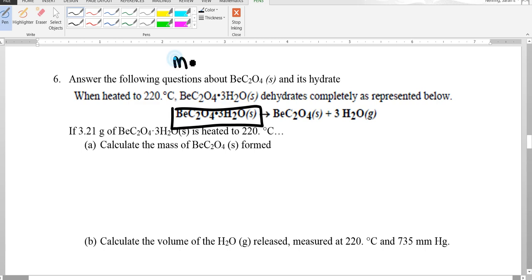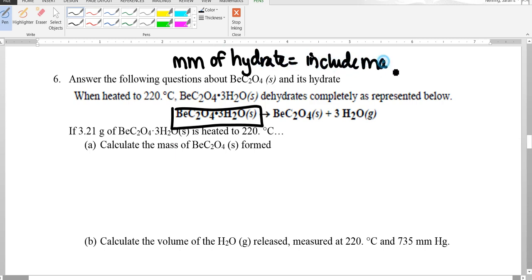When you're trying to find the molar mass of hydrate, you include the mass of the water. So what that means, when I'm trying to find the molar mass of the hydrate, I'm going to take the mass of beryllium plus the carbon plus the oxygen plus the 3 waters, add those all up together. When I do that, in this case, I find that this thing has a molar mass of 151. Okay, so let's think this through. So we've got 3.21 grams of reactant, and I'm trying to find grams of products. This is just a mass-to-mass stoichiometry problem.